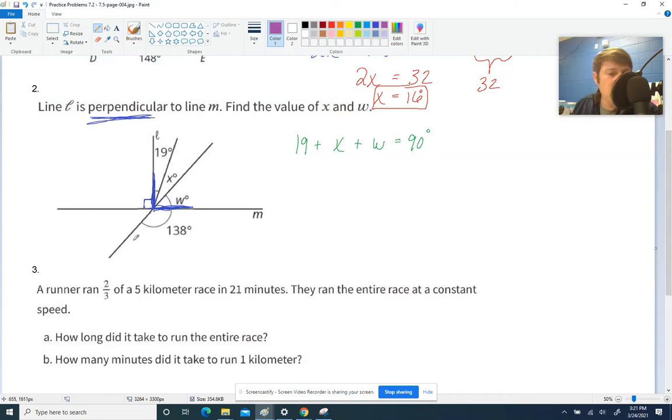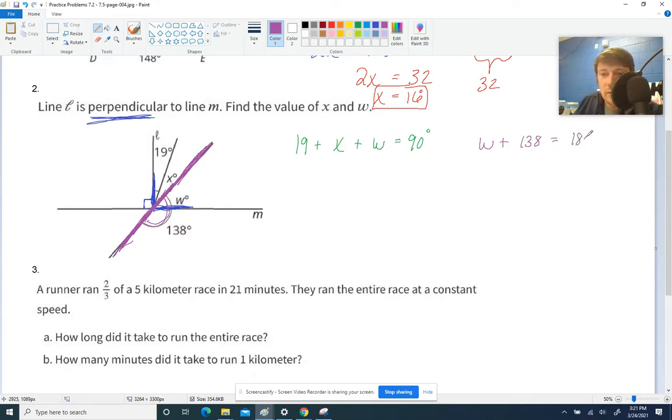But if you look really closely, this 138 is there for a reason. It is a very helpful number. It is on a straight line with the w that we need to know, right? See how it's on that straight line? So this tells me that w plus 138, since they're on a straight line, are supplementary.